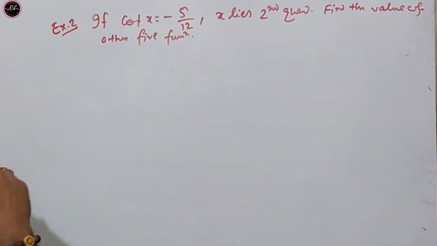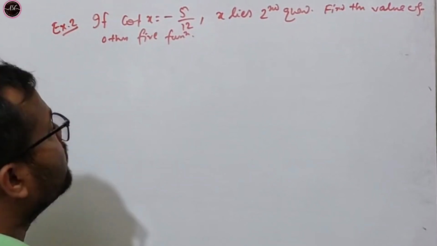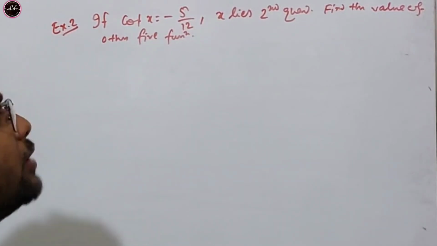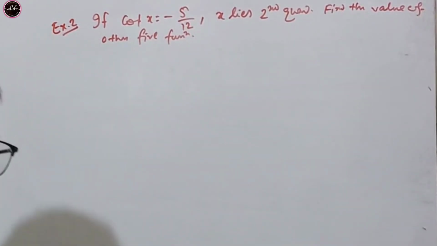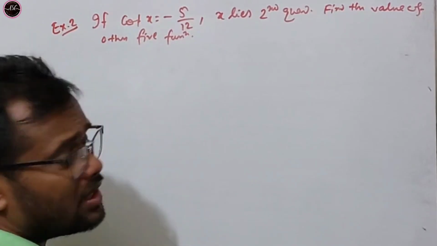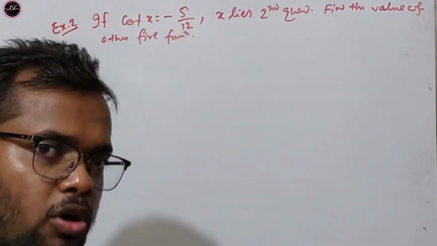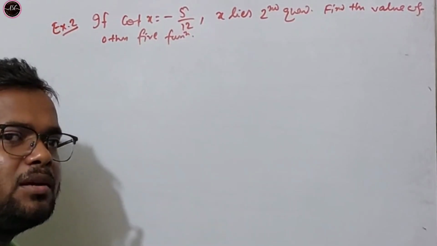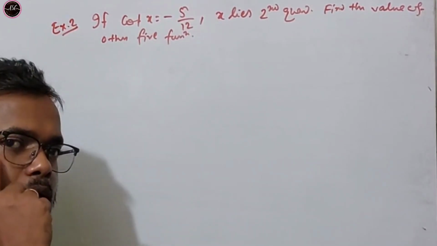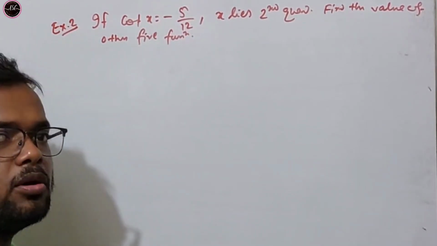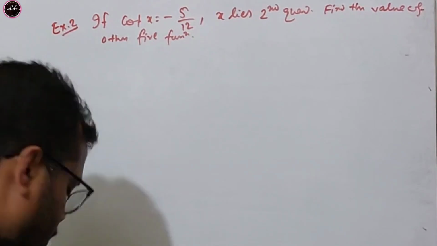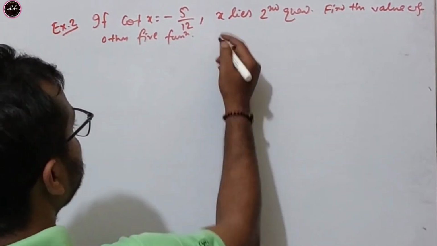Okay. Then look at this question. Here cot x equal to minus 5 by 12. X lies in the second quadrant and find the values of the other 5 functions. This is just a similar type of the previous example. So this is your homework. If not done by you, then I will obviously solve this. Okay. Just comment in our video comment box. Okay. This is your homework.